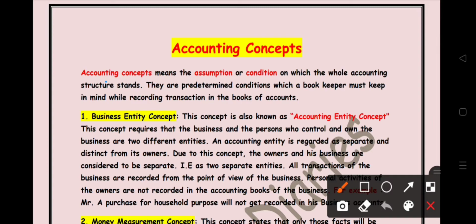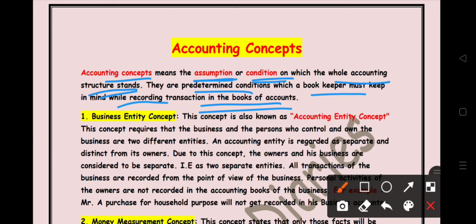Accounting concept means the assumptions or the conditions on which the whole accounting structure stands. They are predetermined conditions which the bookkeeper must keep in mind while recording the transactions in the books of account. So accounting concepts are basically certain assumptions and conditions which we follow when we run our business or practice our business activity in day to day life.